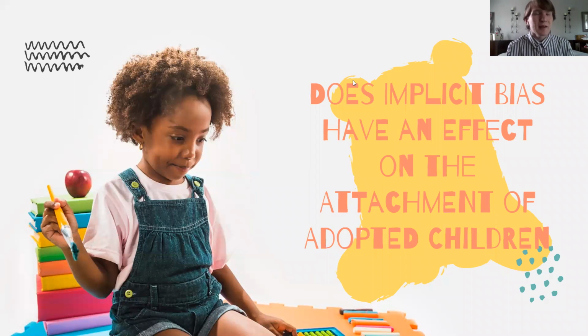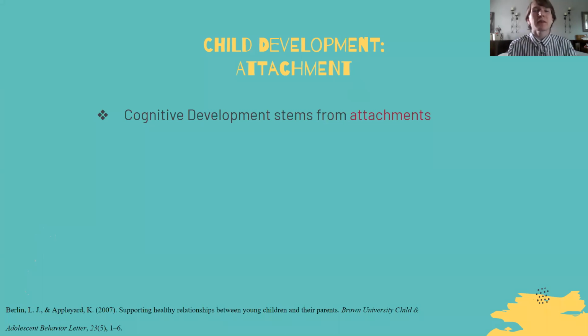My name is Jack Slomka, and the topic that I researched was, does implicit bias have an effect on the attachment of adopted children? Now, that's a lot to unpack, so let's start with the biggest point, attachment.